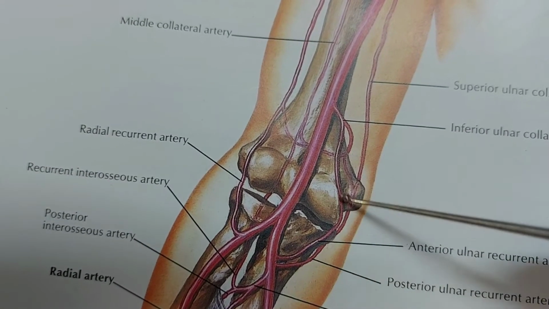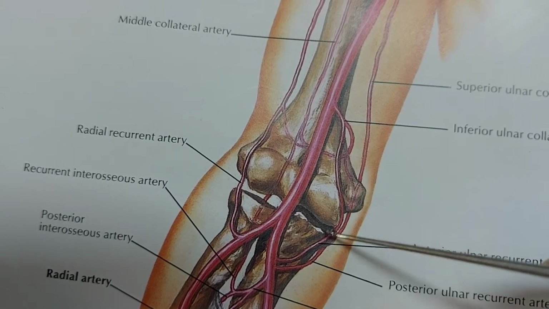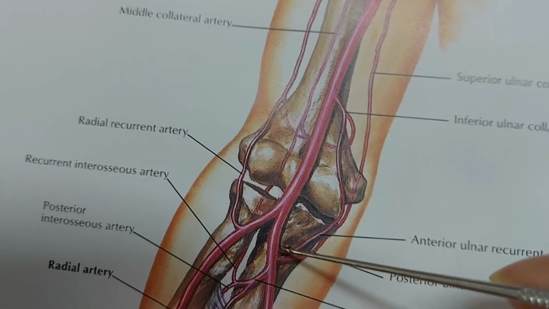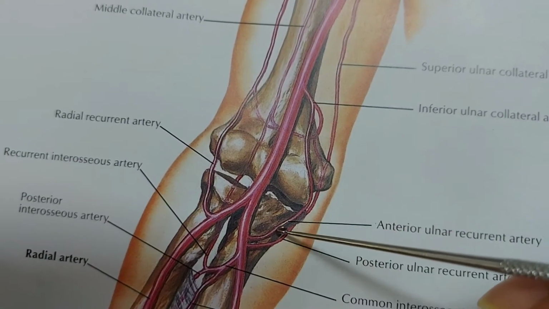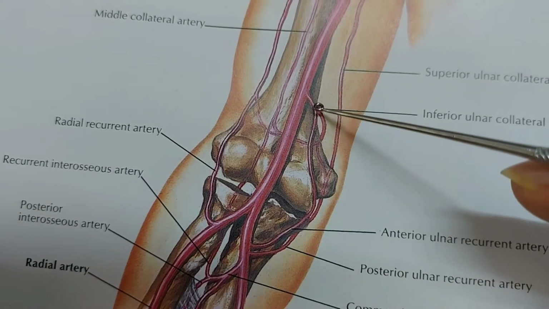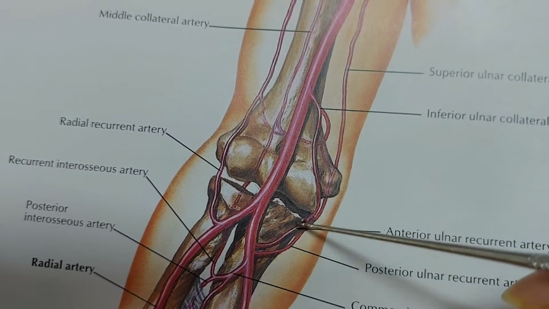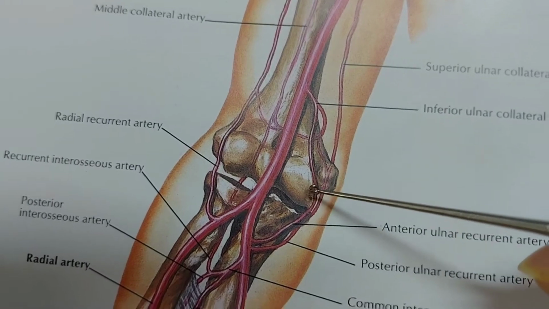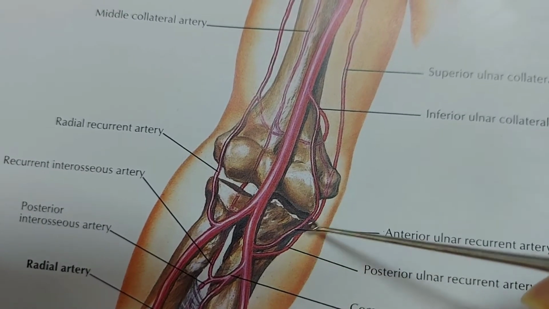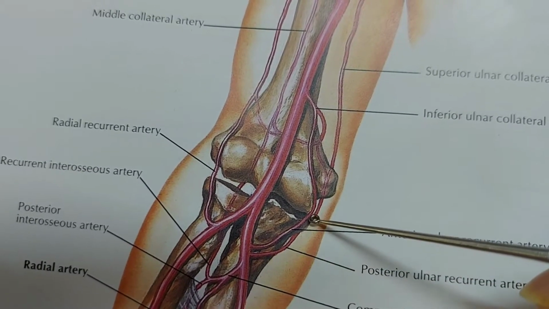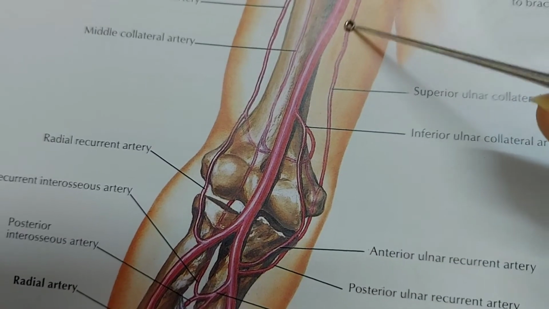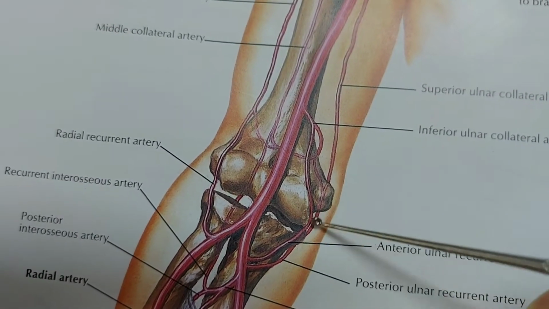So this is the anastomosis in front of the medial epicondyle. This is the anterior ulnar recurrent artery and the inferior ulnar collateral artery. This is anterior to the medial epicondyle. Posterior to the medial epicondyle, this is the posterior ulnar recurrent artery and the superior ulnar collateral artery.